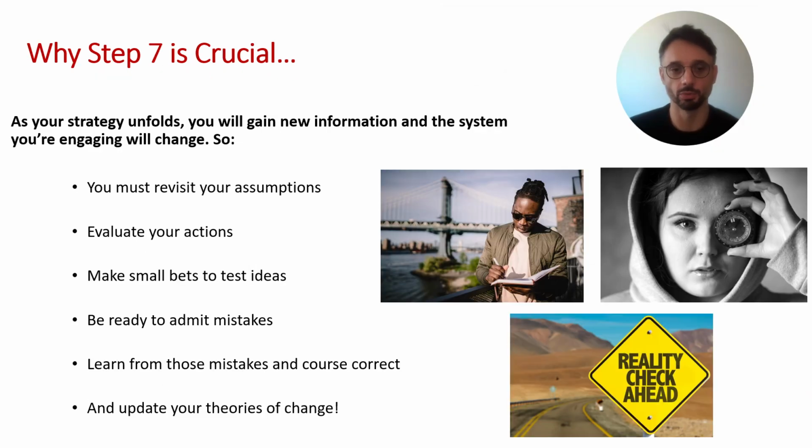To really hammer home the point made in step 7, it's crucial that you as activists or as a bunch of organizations have the ability to and the humbleness to consistently revisit your assumptions about the context and evaluate your own actions for what's working or what's not. One of the ways to do this and work, especially in complex environments, is to constantly make small bets and test emerging ideas you have about particular tactics that you might want to use, evaluate them fast, and be really ready to admit those mistakes and course correct when you need to.